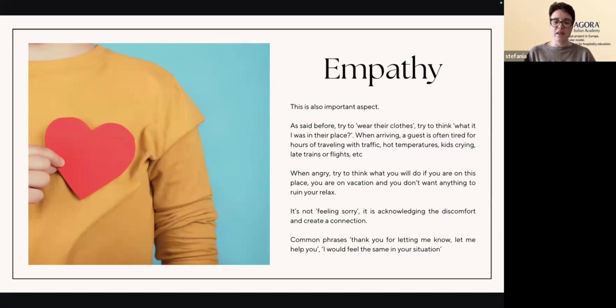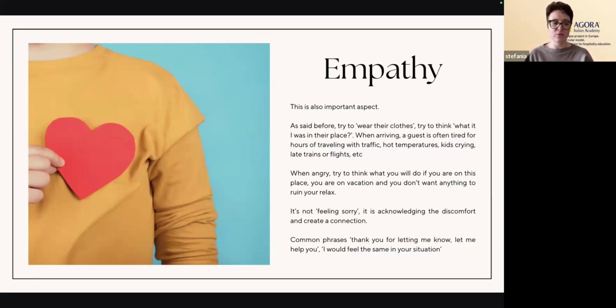It's not to say I'm sorry, okay? It's not this empathy. It's just to be in their clothes, so to understand and acknowledge the discomfort and also the situation and create a connection, okay? It's like saying, I understand your situation, okay? Without saying it, it's not necessary, but that's a very important concept. So, some common phrases could be thank you for letting me know, or let me help you.